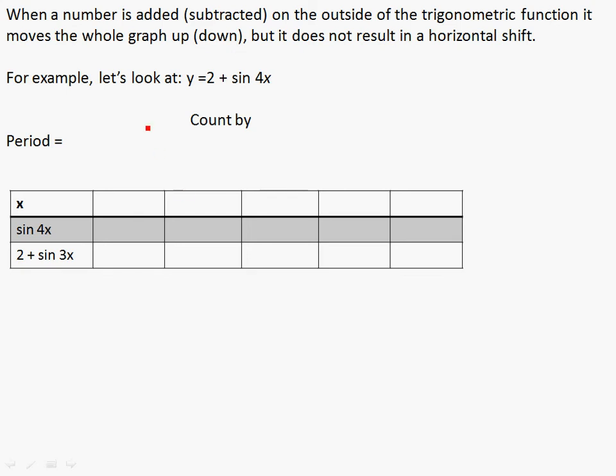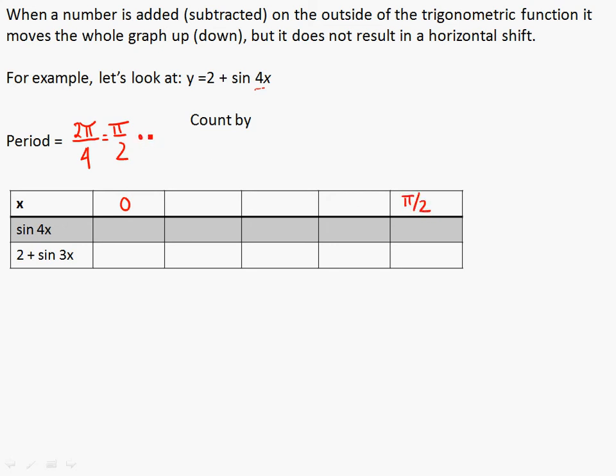So Connor, do you remember how to find a period? I'm going to take 2 pi and divide it by, well, 1, but in this case it's a 4. Okay, so this does change the period, right? Because that's actually pi over 2 already. So I'm going to start at 0 and go to pi over 2.